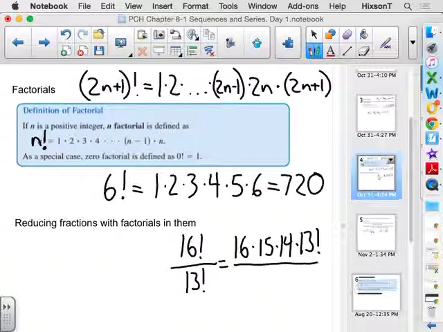Okay? So now, when I'm dividing by 13 factorial, all of that cancels out to 1 because it's multiplication, right? You can cancel things out when it's multiplication. So now I just have to do 16 times 15 times 14. Okay? So I get 210, 420, 840, 1680. So it comes out to 1680.